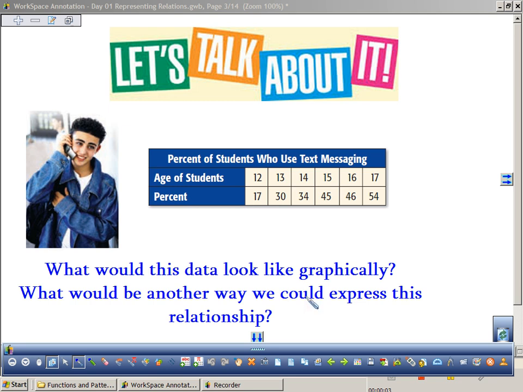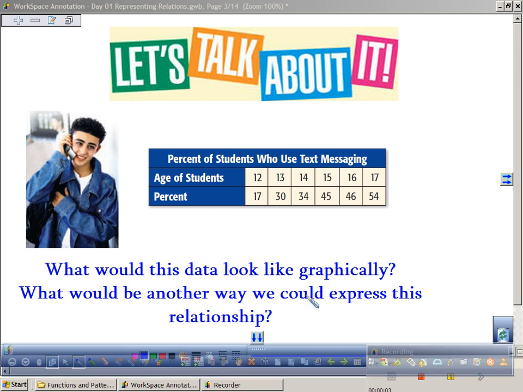A T-chart. Good. Anybody have another one? A bar graph, but we already got graph. Graph's covered. T-chart, graph. You couldn't use a pie chart. Why couldn't you use a pie chart? Because it doesn't add up to 100%, but that's the only reason, right? Anybody else have any other ideas? We said graph and a T-chart.